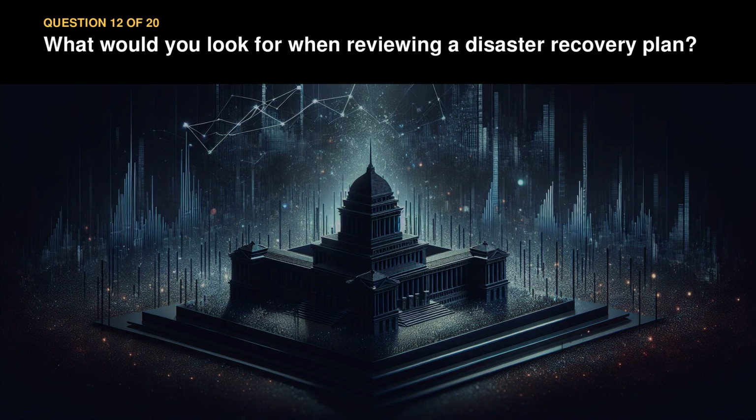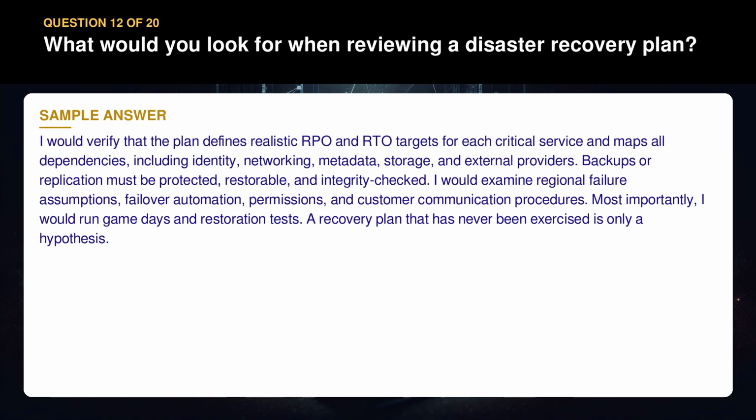Question 12. What would you look for when reviewing a disaster recovery plan? I would verify that the plan defines realistic RPO and RTO targets for each critical service and maps all dependencies, including identity, networking, metadata, storage, and external providers. Backups or replication must be protected, restorable, and integrity checked. I would examine regional failure assumptions, failover automation, permissions, and customer communication procedures.